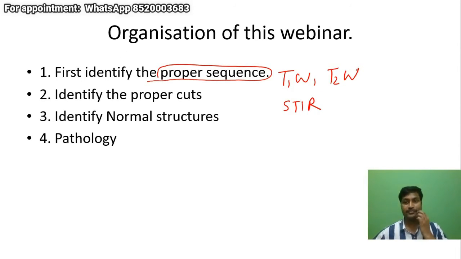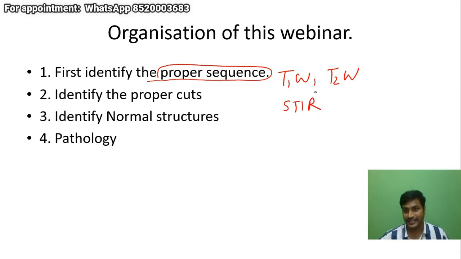For a radiologist, for a neurophysician, for a neurosurgeon, if you have to diagnose the pathology, whether it's a tumor, whether it's an infection, you will have to assess each and every sequence. I'm not going into so much depth. I am going to teach you in a way that you will be able to assess this MRI for common pathologies. So you will have to identify the correct sequence.